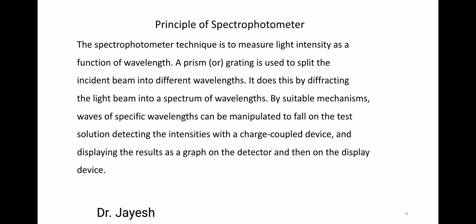Now we will see the principle of spectrophotometer. The spectrophotometer technique is to measure light intensity as a function of wavelength. A prism or a grating is used to split the incident beam into different wavelengths. It does this by diffracting the light beam into a spectrum of wavelengths. By a suitable mechanism, waves of specific wavelength can be manipulated to fall on the test solution, detecting the intensities with a charge coupled device and displaying the results as a graph on the detector and then on the display device.